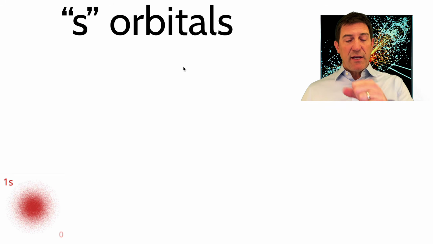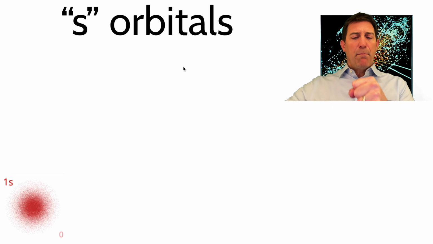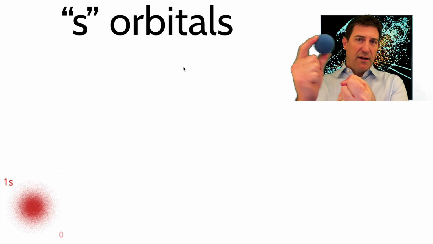So s orbitals, here's really what this means. When scientists were bombarded, this is my nucleus, okay, and this is going to be my electron.